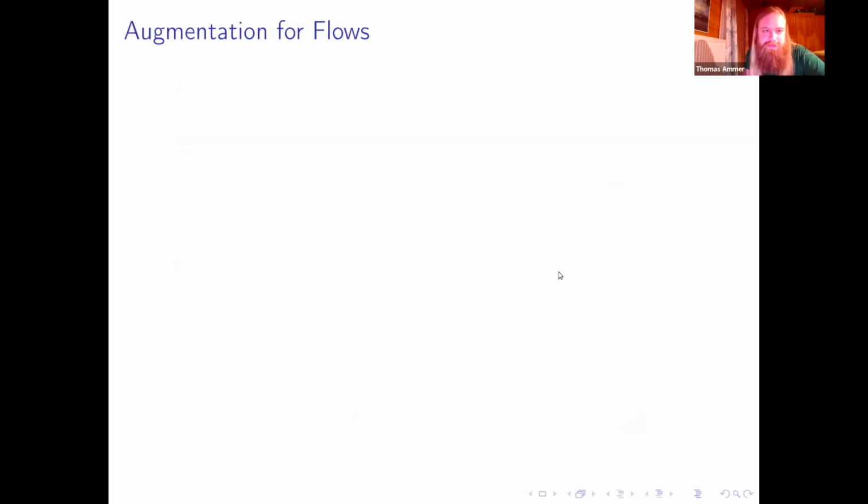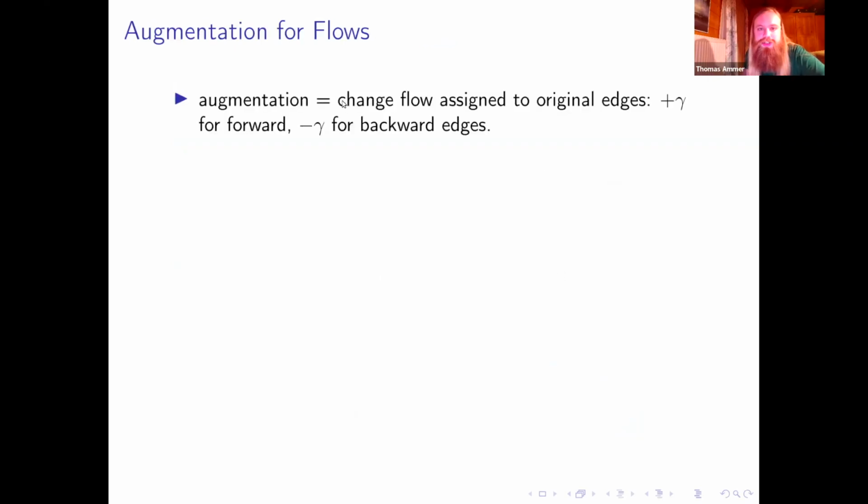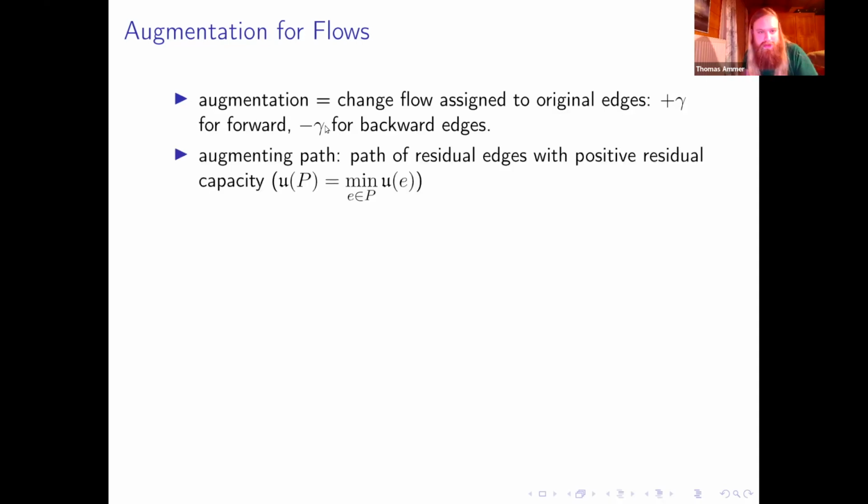Okay, and now we say, well, an augmentation means to change the flow that was assigned to the original edges. If we augment by gamma along a forward edge, the flow along the original edge is increased by gamma. If we augment by gamma along a backward edge, the flow along the original edge is reduced by gamma. Okay. And then in this residual graph, which is an auxiliary graph, we can also form paths. And a path with a positive capacity everywhere is an augmenting path. Augmenting along a path means to augment along each edge that is contained in that path.